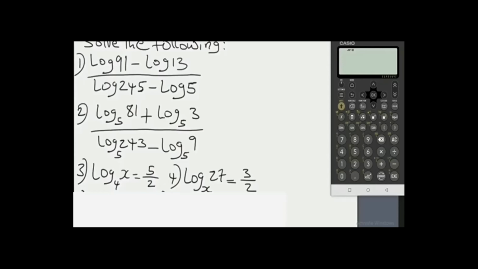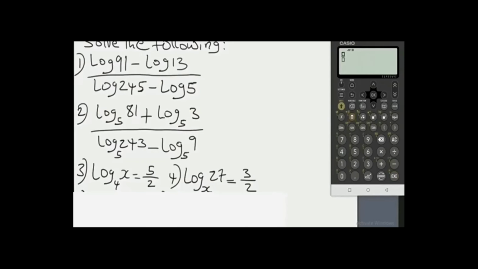We are asked to simplify log 91 minus log 13 over log 245 minus log 5. Alright, so the first thing to do will be to reset the calculator as usual to put it in default mode. So to reset, press the setting button, then navigate to reset. When you get there, press execute, go for initialize or press execute again. So we are good to go. Now let's solve this question 1. So just simple simplification, make use of this fraction button.